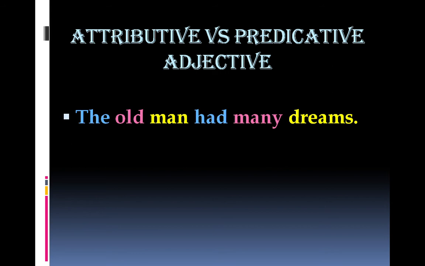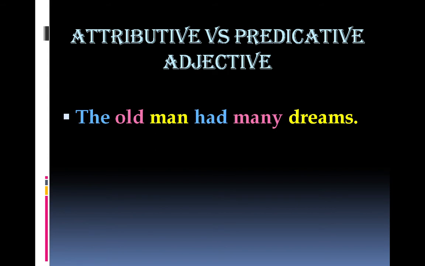There are 2 nouns in this sentence being modified by 2 adjectives. Old man and many dreams. Man and dreams are nouns and old and many are adjectives. Now notice the position of adjectives and nouns. The adjectives have come before the nouns they are modifying. So both these adjectives, old and many, are attributive.